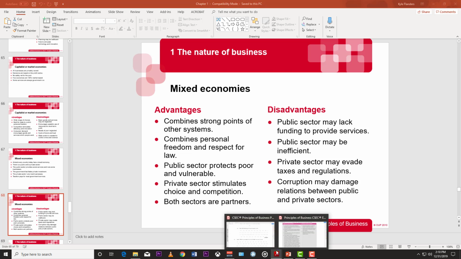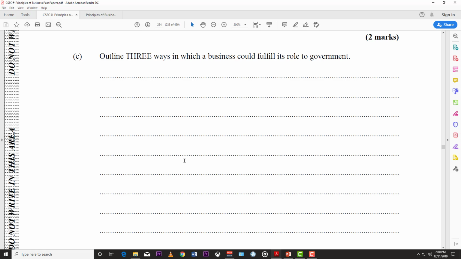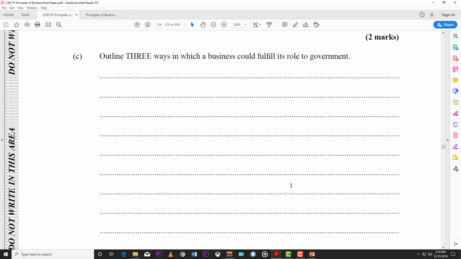Next question, we're moving on. These are just the warm-up ones. These are the easy ones. All right, C, outline 3 ways in which a business could fulfill its role to the government. All right, so C says outline 3 ways in which a business could fulfill its role to the government.